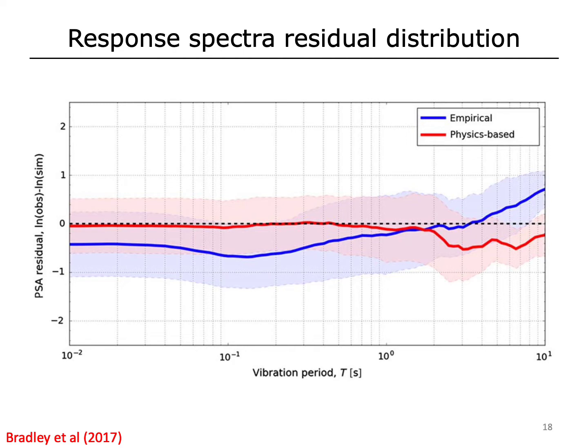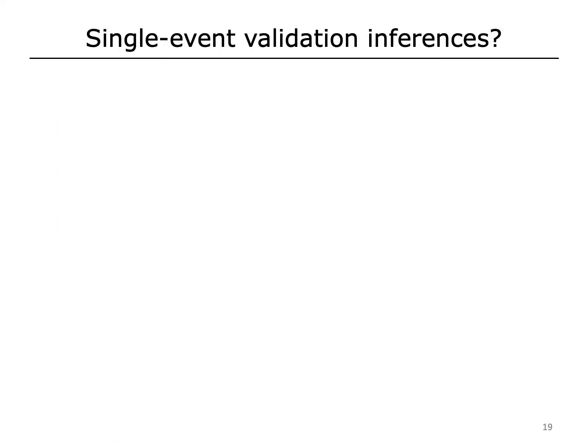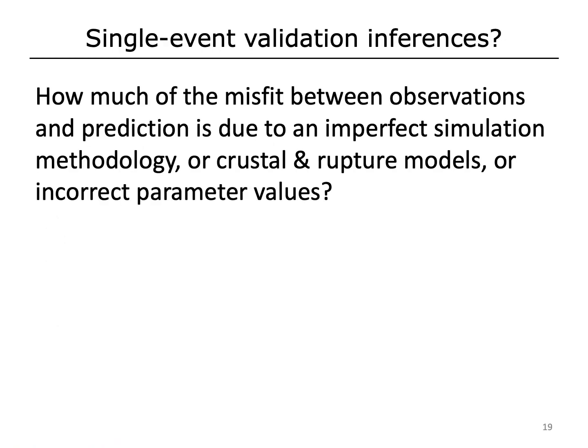So we can do that for each individual event and get a trend or a conclusion, as you can see here, in this case for the 2016 Kokoda earthquake. Based on the single event, what sort of inferences can we draw?